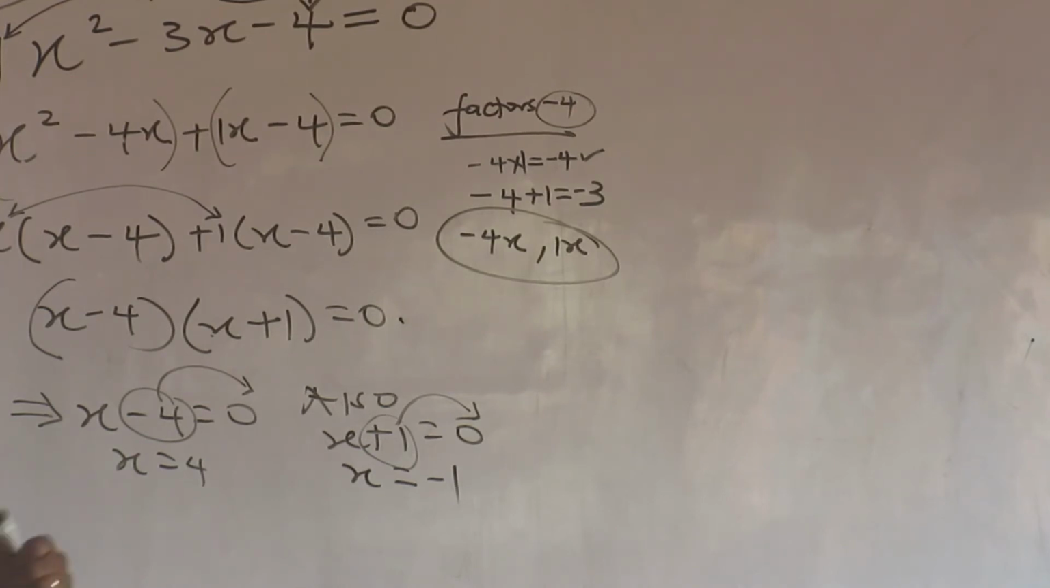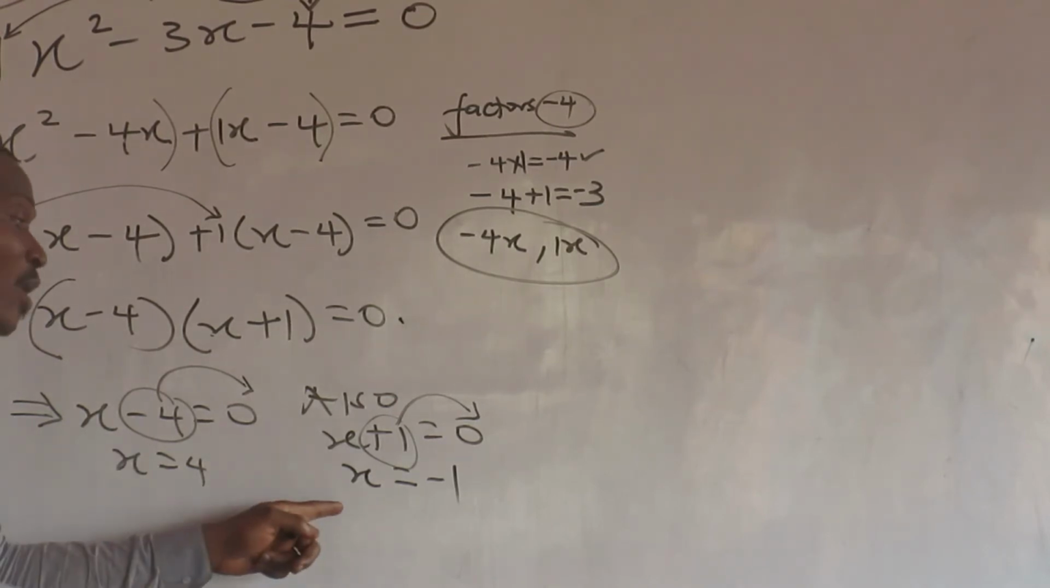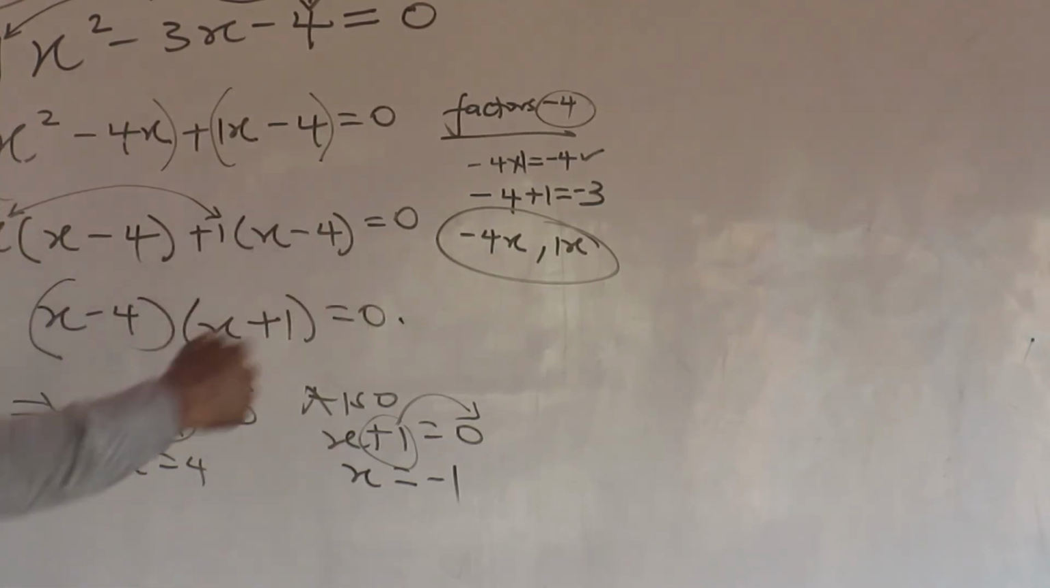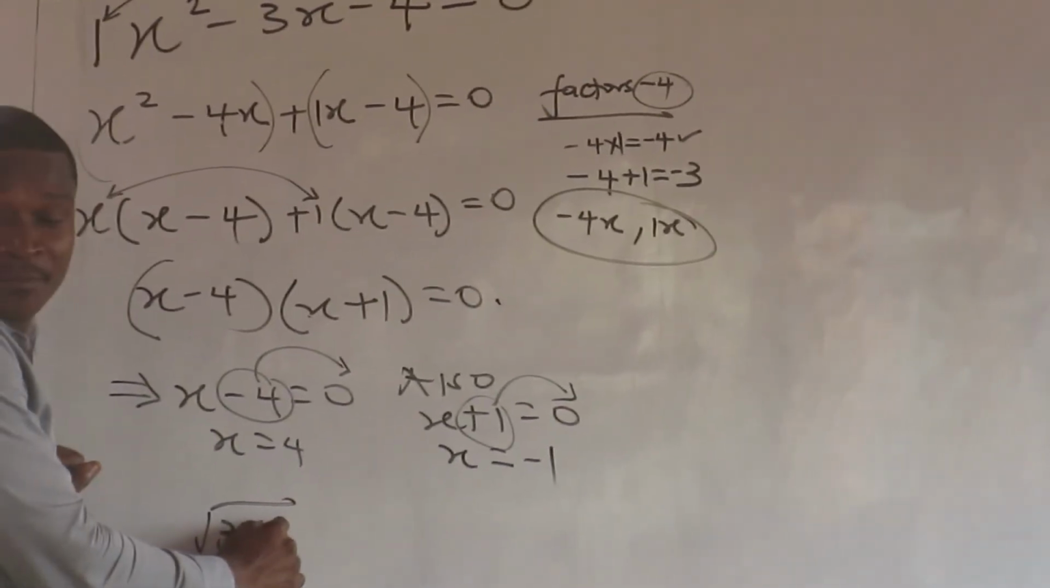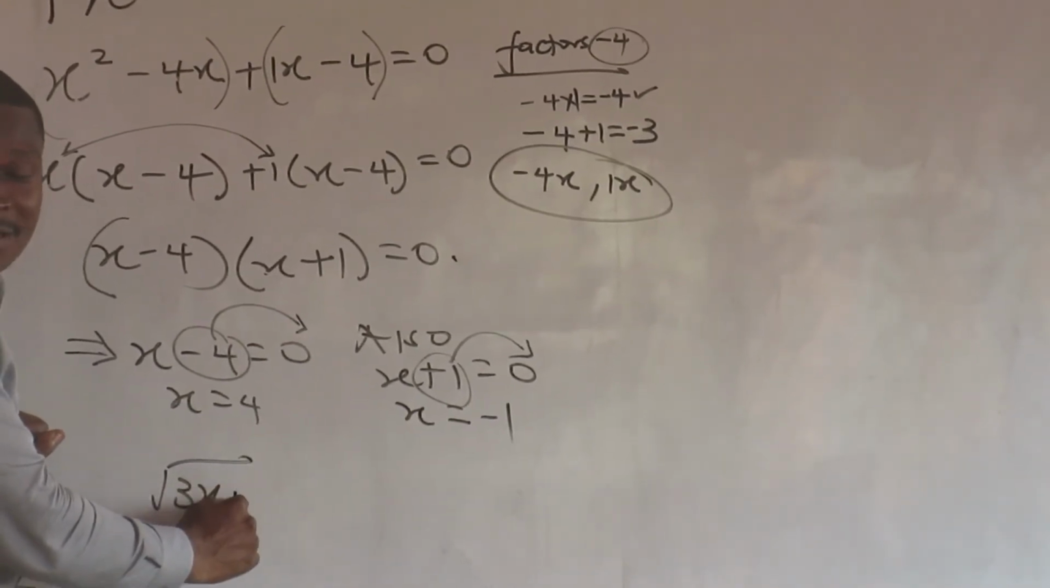Are they all correct? I can't tell. So I have to check which of them satisfies the equation. It means when I insert 4 into my equation, will I get 1? When I insert minus 1 into the equation, will I get that? You remember the equation given from the beginning, right? Oh, that is 3x plus what?